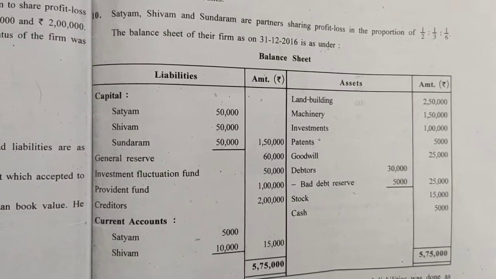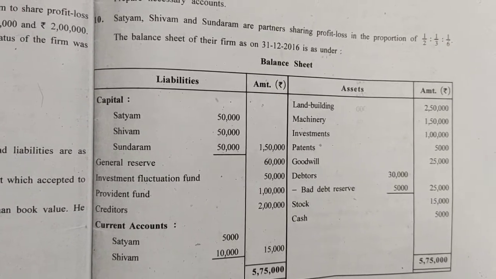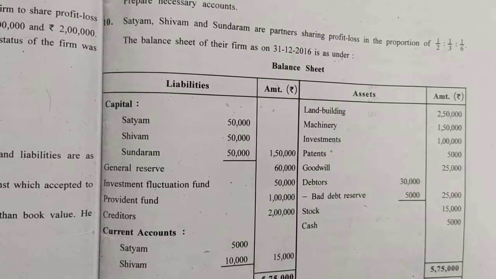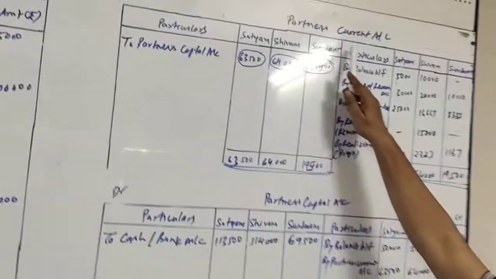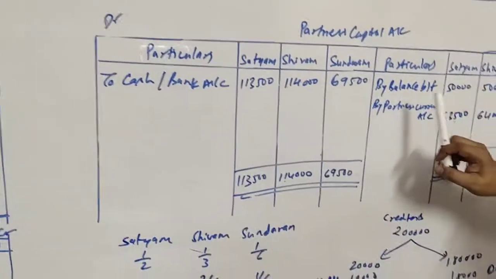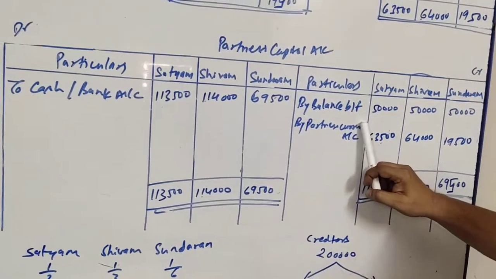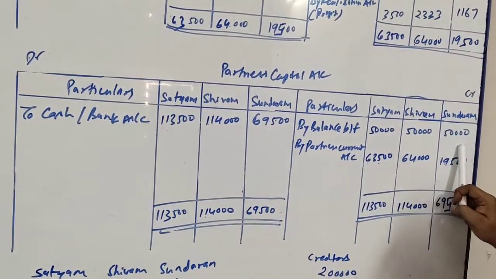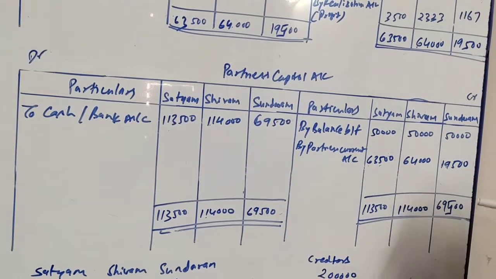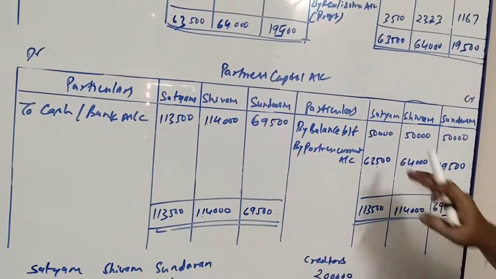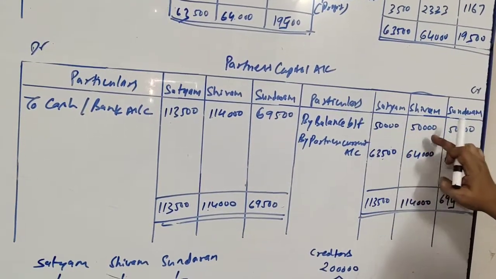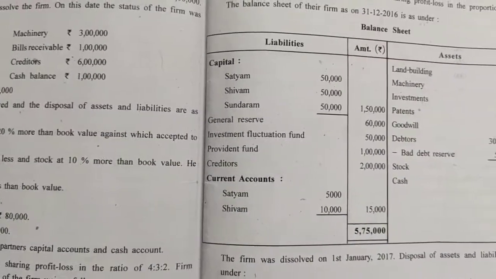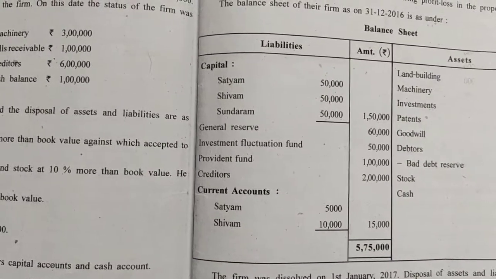The first item of balance sheet is capital. So we will be writing these as the opening balance of capital of their account. So here it is: partners capital account, by balance brought forward 50,000, 50,000 and 50,000. The capital of all three is same, which is given to us in balance sheet, which is 50,000 each. We have written it as opening balance. Next, the second thing is general reserve, which is given to us 60,000.